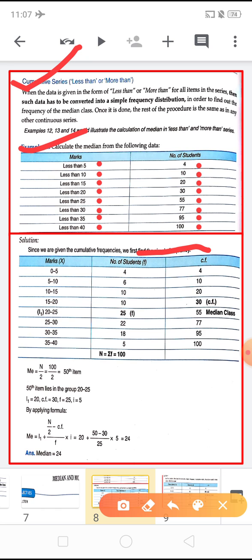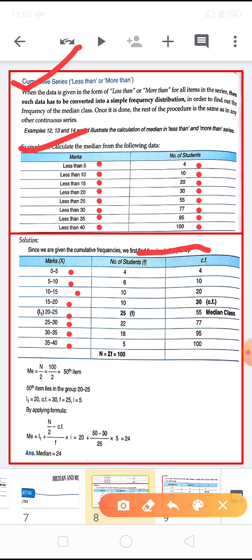First, less than 5 is given, so our first class interval is 0 to 5. So the first class interval, which is representing our marks, is 0 to 5. Then less than 10 is 5 to 10. Then less than 15 is 10 to 15. Less than 20 is 15 to 20. Less than 25 is 20 to 25. Less than 30 is 25 to 30. Less than 35 is 30 to 35. And less than 40 is 35 to 40. This is the marks. We have converted this less than series into simple frequency class intervals.